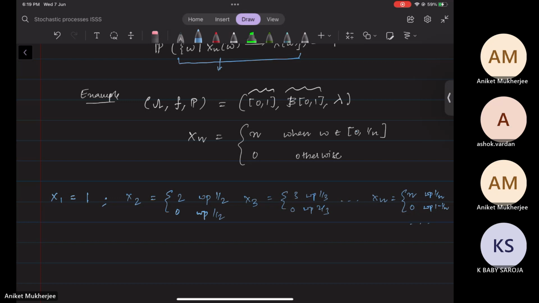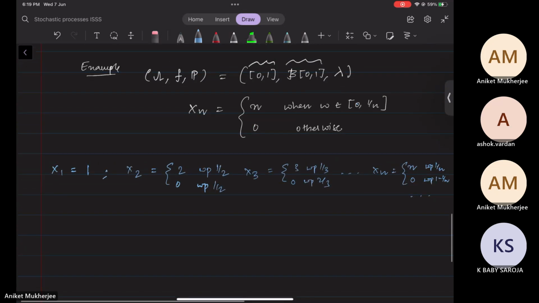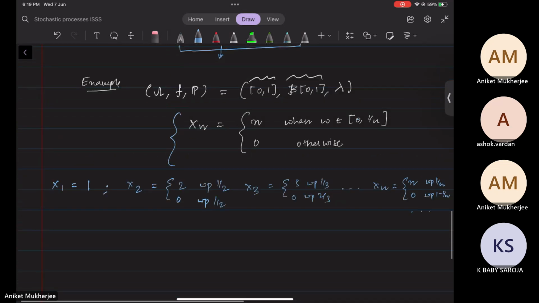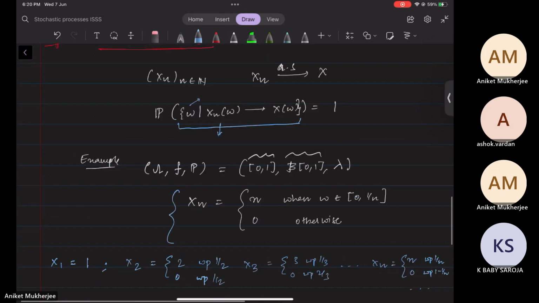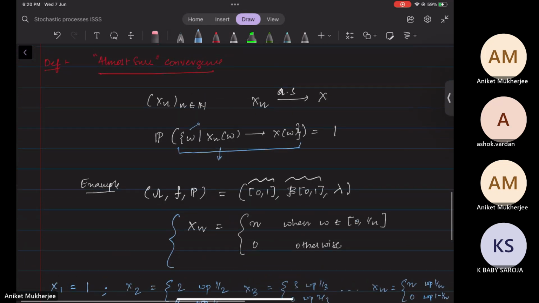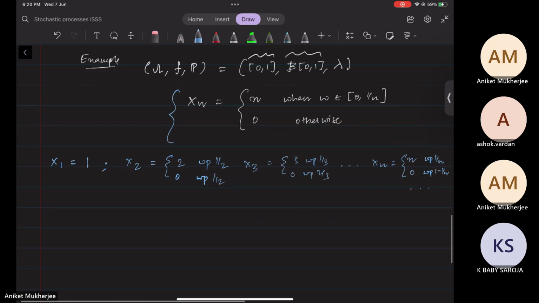X, which is always 0 with probability 1. So in this case, you have this sequence of random variables. This is an example of almost sure convergence. We'll show how this is almost sure, but intuitively you can see that as you increase n, you're converging to 0. But this is not how you show almost sure convergence. We'll see that a bit later.